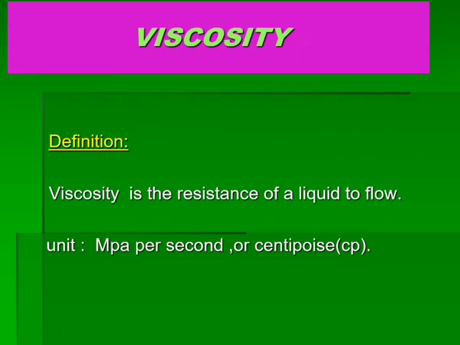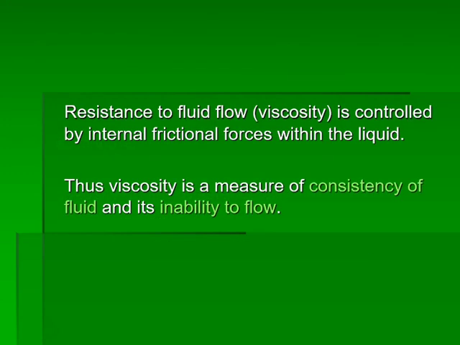First is viscosity. Definition of viscosity: viscosity is the resistance of a liquid to flow. What is the unit of viscosity? It is megapascal per second or centipoise. Resistance to fluid flow is controlled by internal frictional forces within the liquid. Thus, viscosity is a measure of consistency of a fluid and its inability to flow.